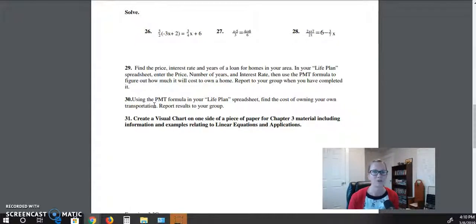And then number 30 is really similar, only now for transportation. So a car, a truck, SUV, whatever you're interested in, maybe a motorcycle. It's not really specific on that, but you're buying some form of transportation and then figuring out using the payment formula to figure out a monthly cost.